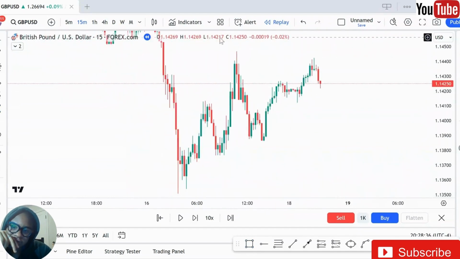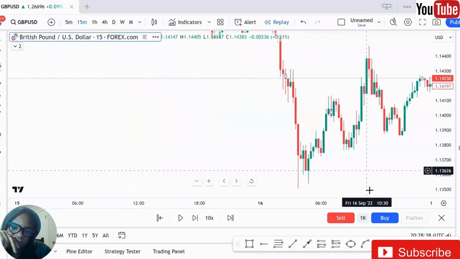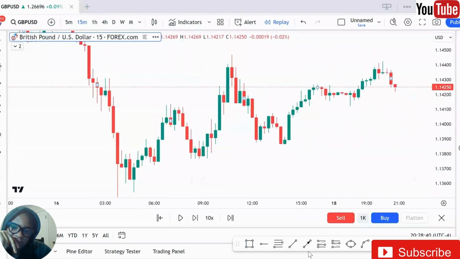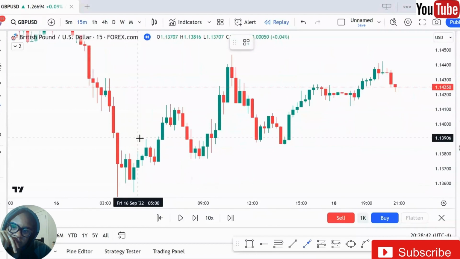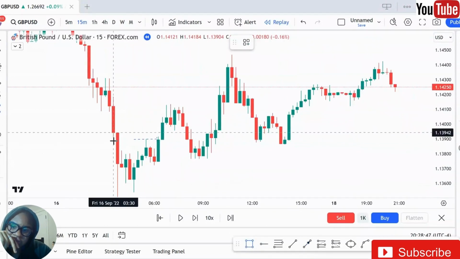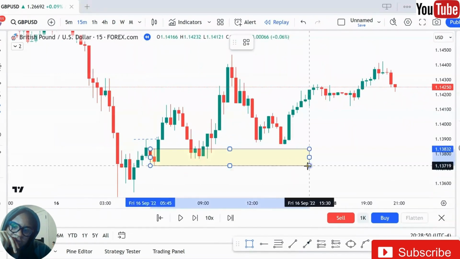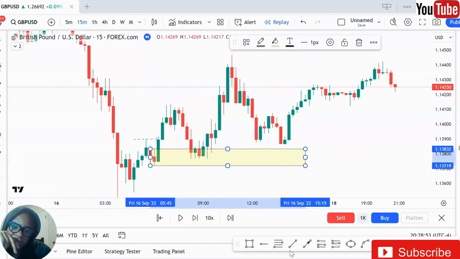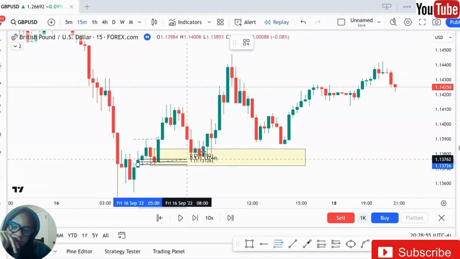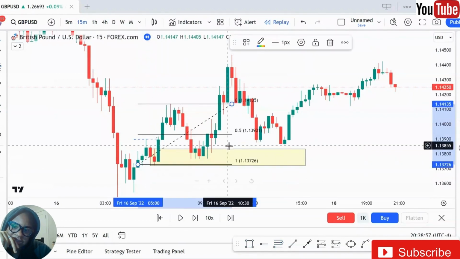It has rules and regulations. There's a shift in market structure here. Market broke the swing high. If you watch my swing high and swing low video, you understand what I'm talking about. There was a shift in market structure here. There was what? A fair value gap. If I draw my premium to my discount, it falls under the discount area.